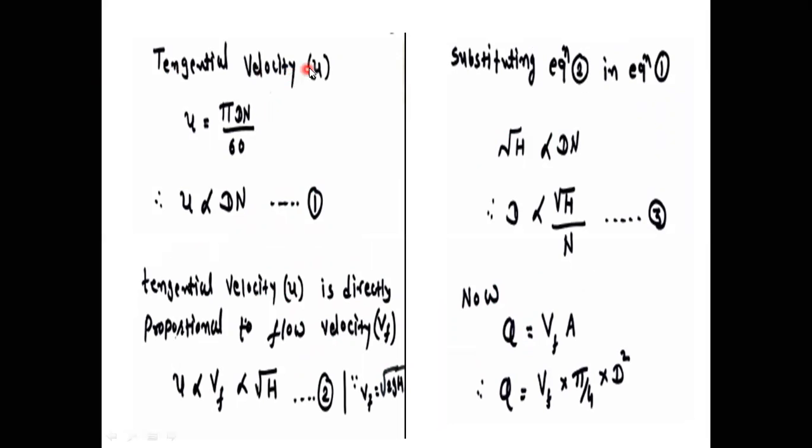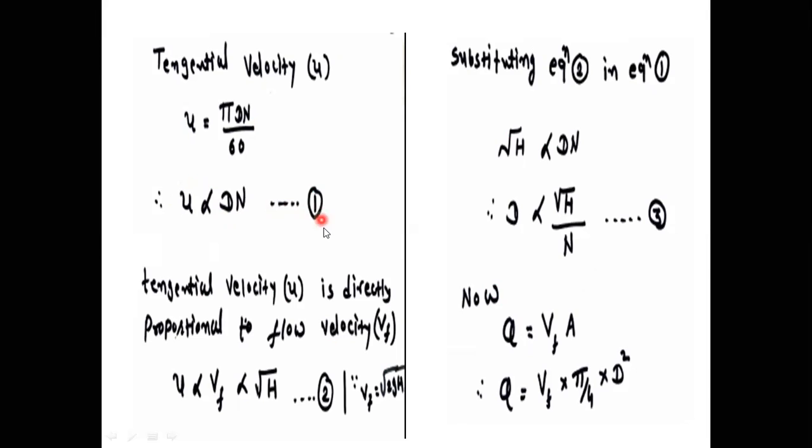Tangential velocity of pump is denoted by small u, and that small u can be calculated by this equation: u is equal to pi D N divided by 60. This D is the diameter of the pump, N is the rpm speed of the pump, and pi by 60 is constant. That is why we can say u is directly proportional to the multiplication of diameter and speed, D N. So u is directly proportional to D into N.